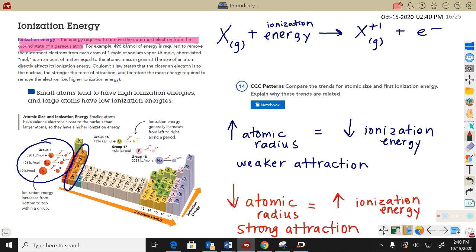So it's that attraction that affects so many properties. The radius, ionization energy, and then also reactivity.